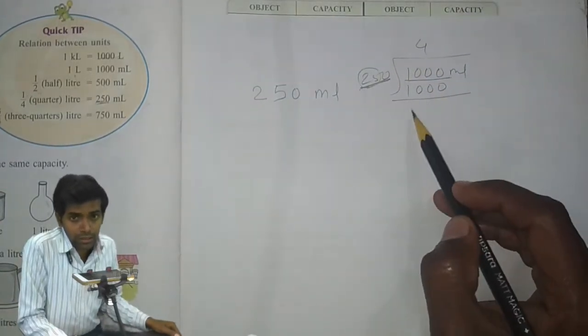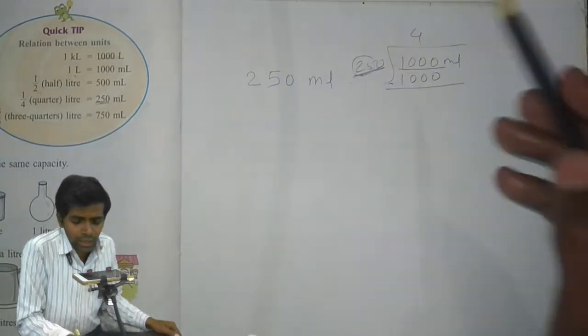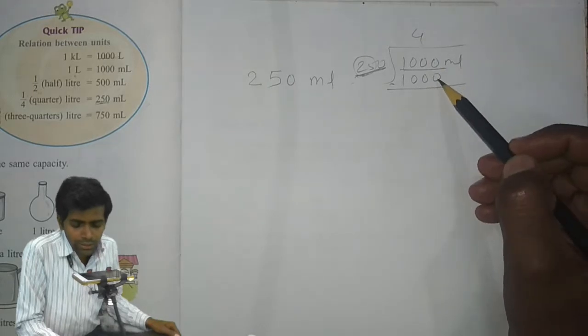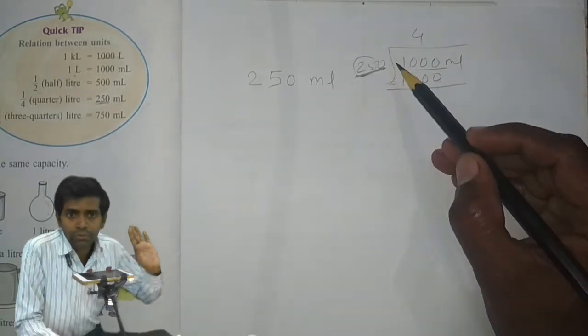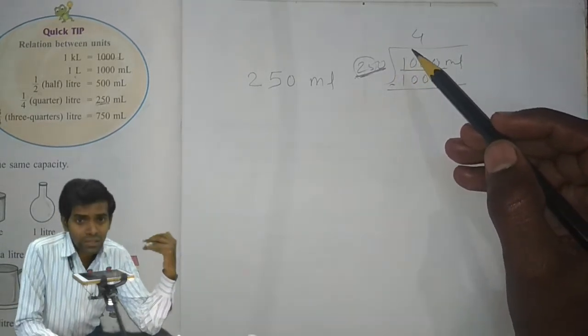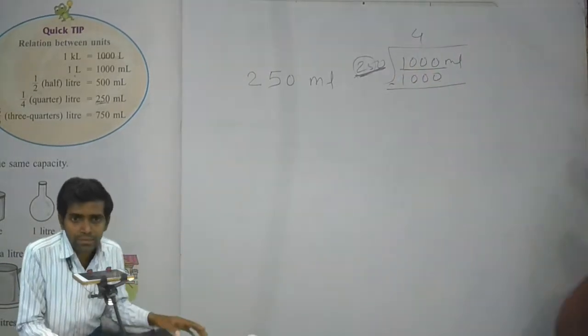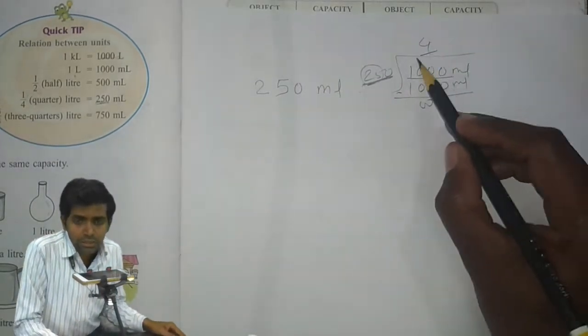मैंने zero का इस्तेमाल किया है. 25 fours are 100 and this zero I am writing as it is. ये zero मैंने यहाँ पर as it is लिख दिया. 250 ones are 250, 250 twos are 500, 250 threes are 750 and 4 times it will be 1000 milliliters. So the answer is 4.